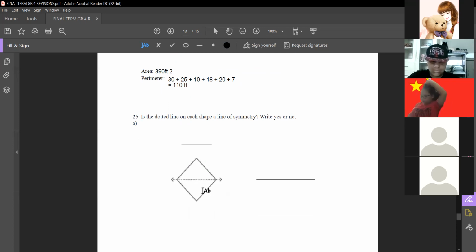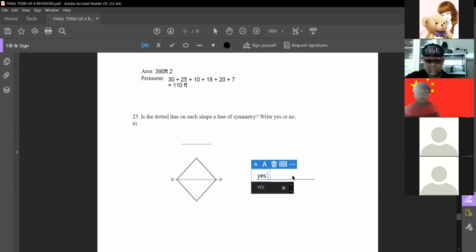Symmetry line means the line we put on one shape to make it equal. That means two opposite sides should be in the same size. Is it a symmetry line? Is the dotted line a line of symmetry? Your answer should be yes or no. What is your answer? Yes, very good. If this kind of questions come, just follow the instruction. Yes or no. That's it.